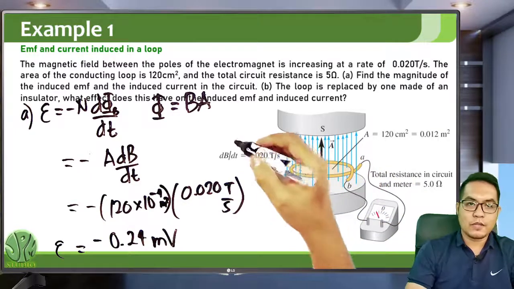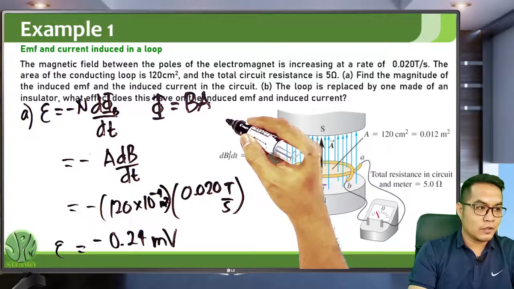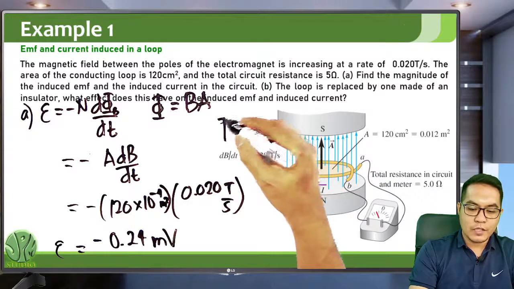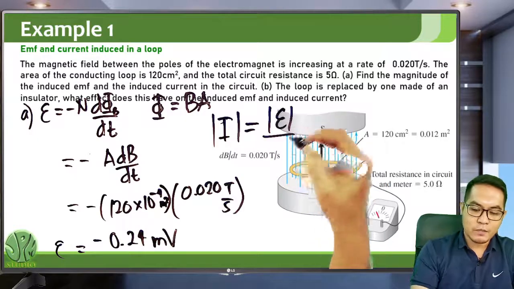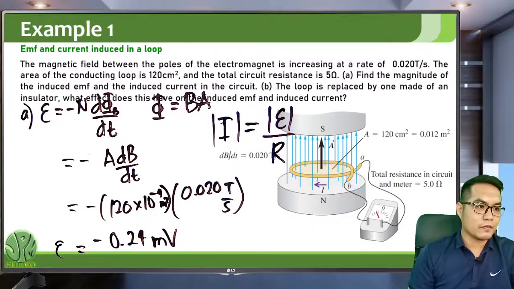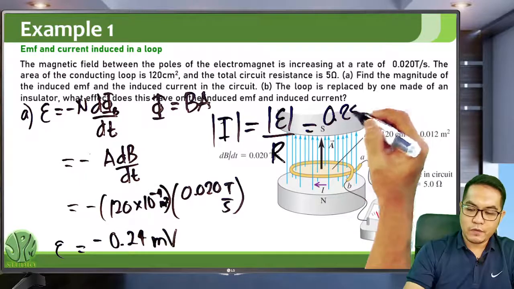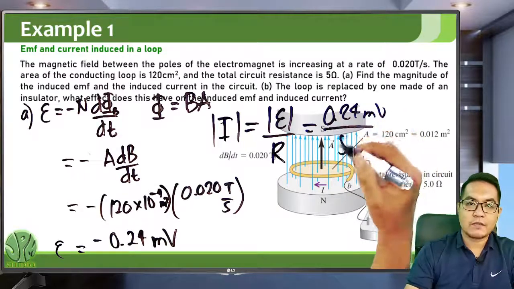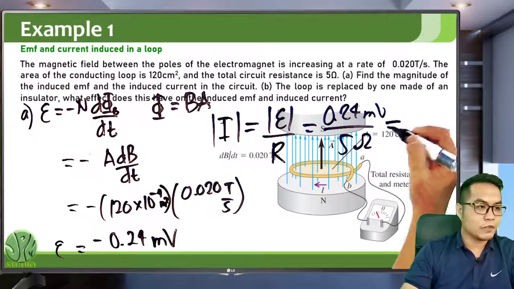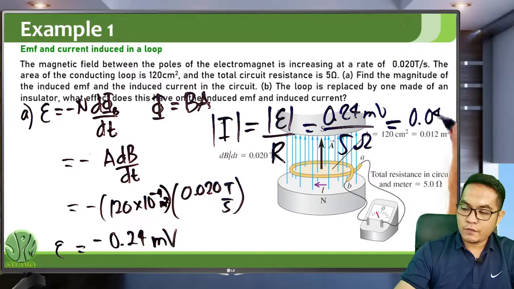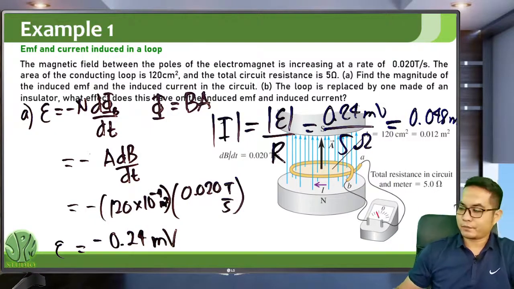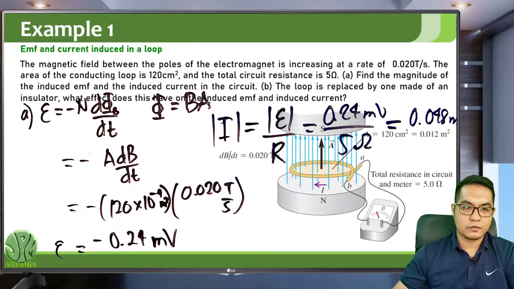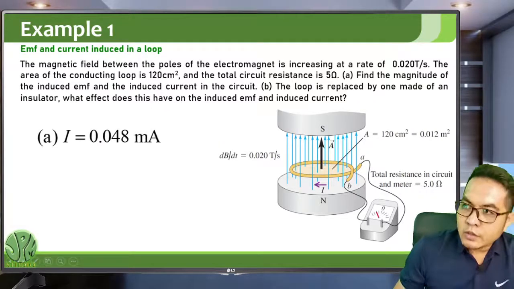To solve for the induced current, let's just take the magnitude. It's just the magnitude of the induced EMF over the resistance. So you have 0.24 millivolts over 5 ohms, and you will get 0.048 milliamperes. So that's for letter A.